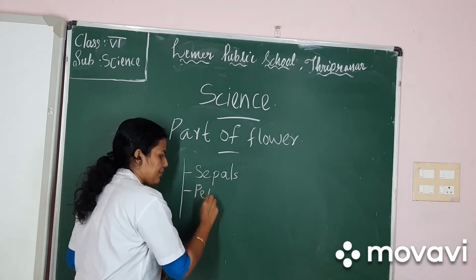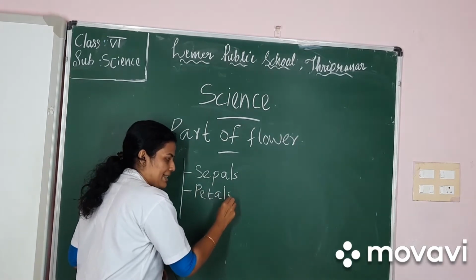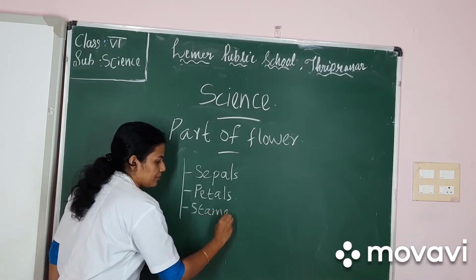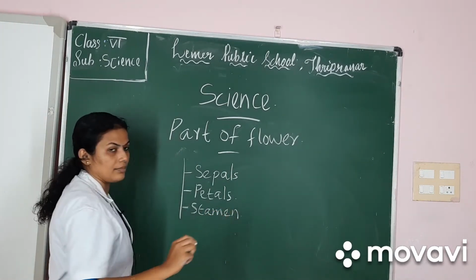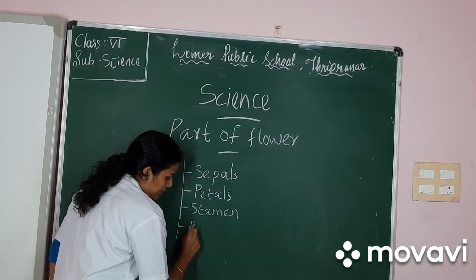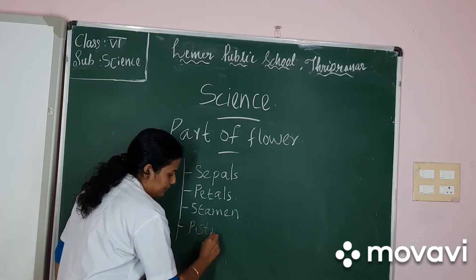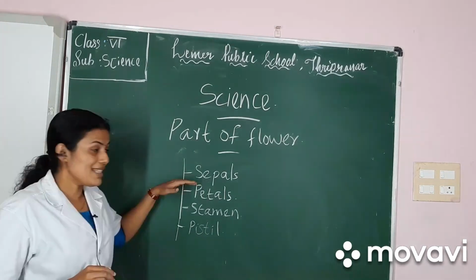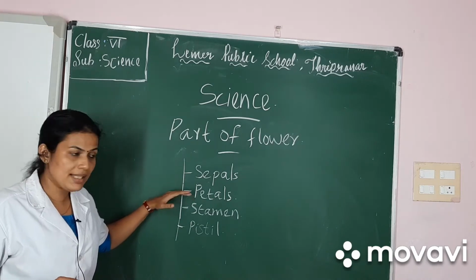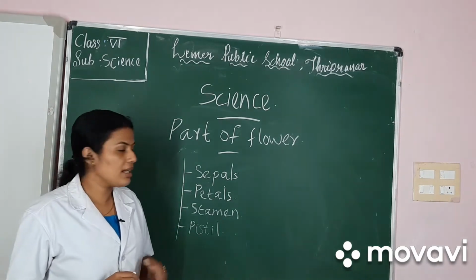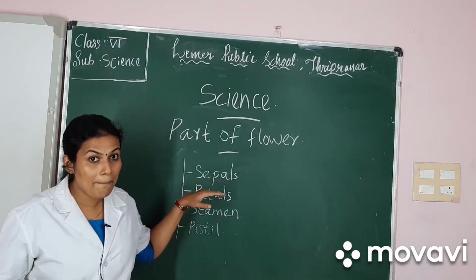that is sepals, petals, stamen and pistil. Now let's learn about the first part, that is sepals.